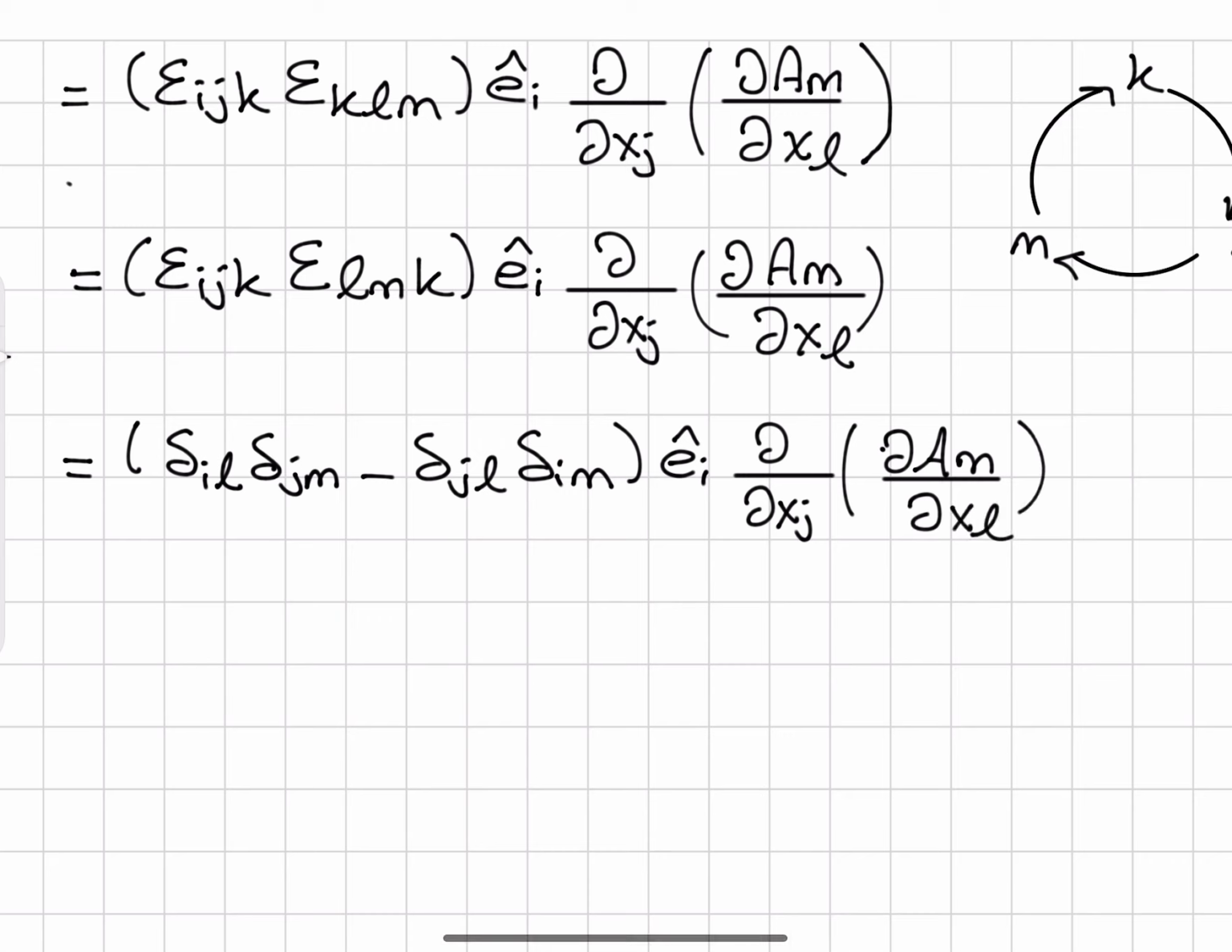And now Kronecker delta i l tells us that l is going to be equal to i, so we're going to keep the i, e_i hat, and j will be equal to m, so it will be del x_m, and then we have del a_m, del x_i, because l is equal to i.